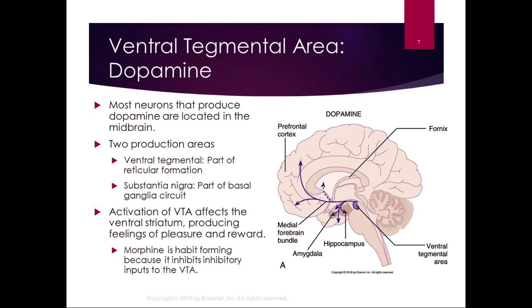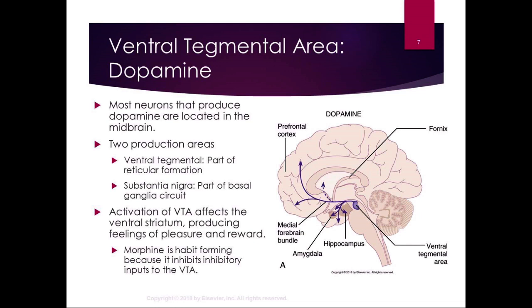So morphine is habit forming because it inhibits inhibitory input. So it's that double negative again into the ventral tegmental area. So we have this area that is being inhibited on a regular basis, sort of like we talked about with the basal ganglia. And in order to get a different effect from it, it has to be disinhibited. So it inhibits the inhibitory inputs. Crazy, I know. So certain drugs or certain other things can disinhibit the ventral tegmental area, producing more dopamine and feelings of pleasure and reward.